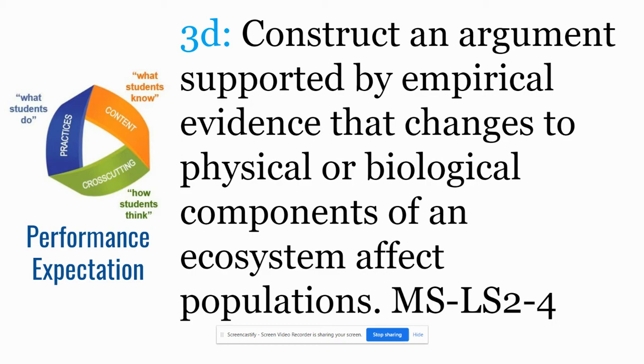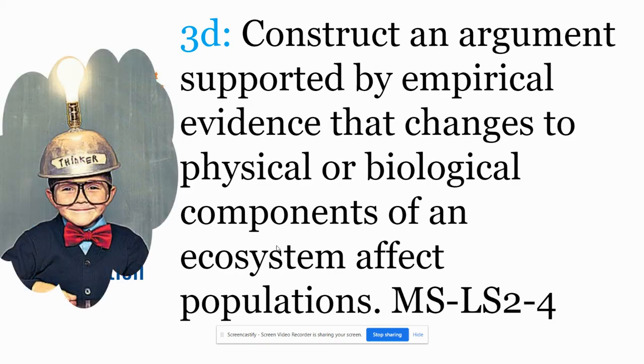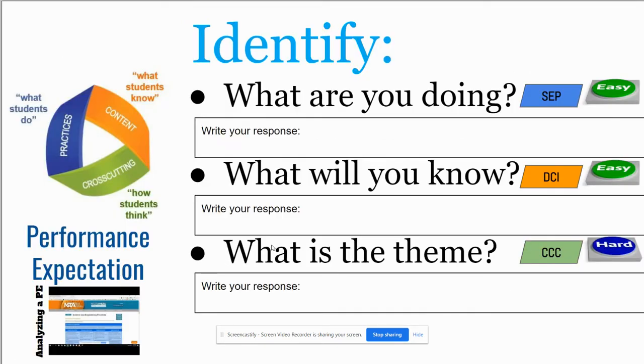We're going to construct an argument this time. So no model building for this one, even though you will be doing an experiment if you so choose. Construct an argument supported by empirical evidence that changes to physical or biological components of an ecosystem affect populations. So what we're essentially doing now is, now that we see an ecosystem built, what happens if the environment itself changes? How does that affect the populations that live within? So we're going to be thinking about how to pull out that SEP and cross-cutting concept, and we're going to go ahead and jump right into that.